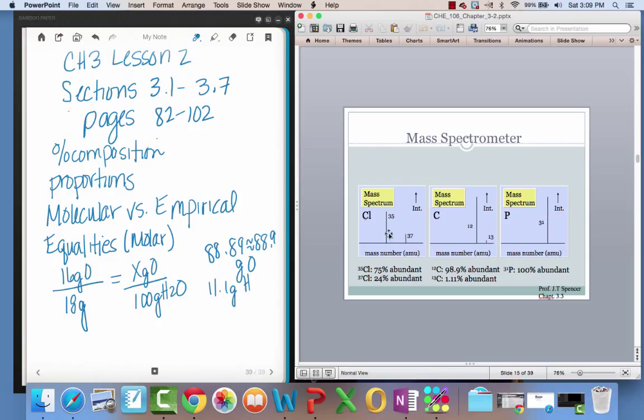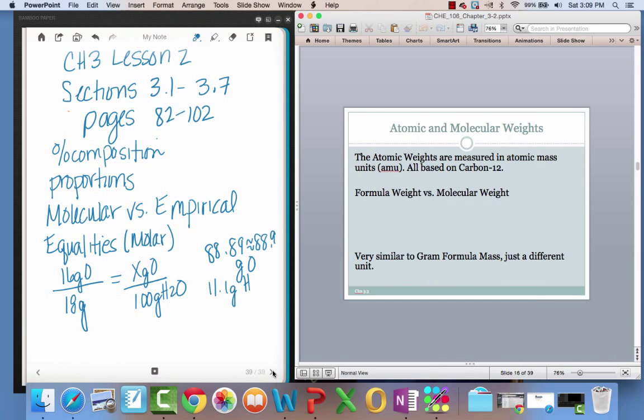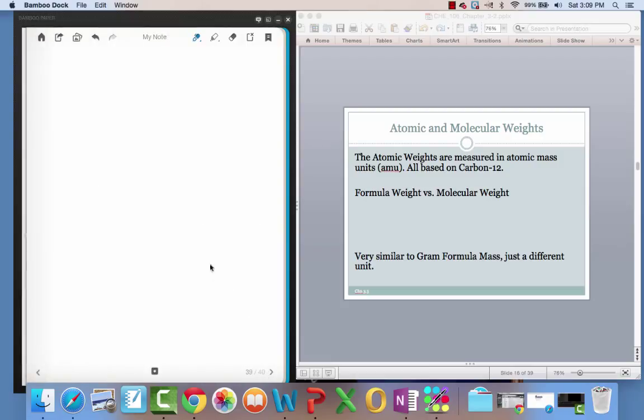Here you see that chlorine has two isotopes and that chlorine-35 is 75% abundant and chlorine-37 is only 24% abundant. The middle one is comparing carbon-12 and 13, which makes sense because the average atomic mass is closer to 12 than it is to 13. And then phosphorus doesn't have any natural isotopes. The atomic weights are measured in atomic mass units, and they're all based on carbon-12.